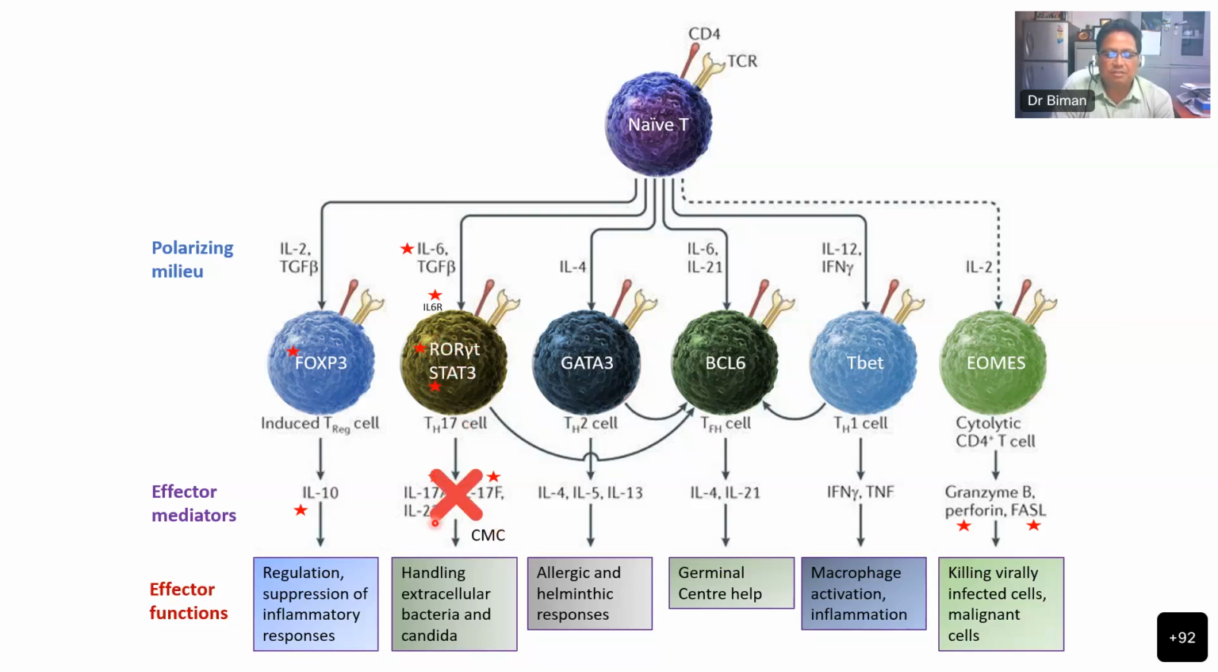Similarly, if there is a defect in the IL-17 cytokine as such, that also leads to CMC, or chronic mucocutaneous candidiasis. So you see that a specific molecule for a specific pathogen, because that molecule is so important in handling that particular pathogen. And if that molecule is not there, only that infection happens. So IL-17 defects lead to only chronic mucocutaneous candidiasis, and the rest everything is fine. They just can't handle candida. So that's a specific kind of defect.